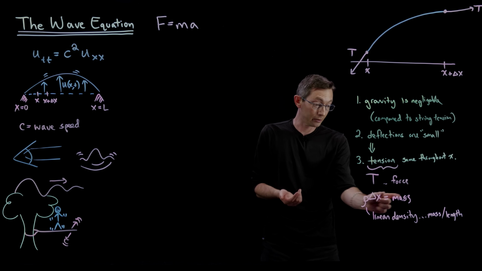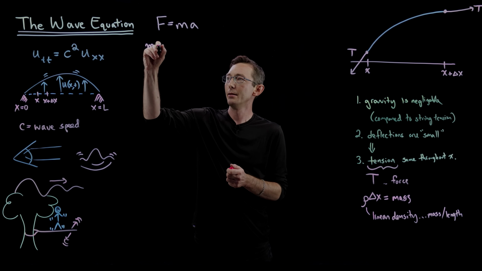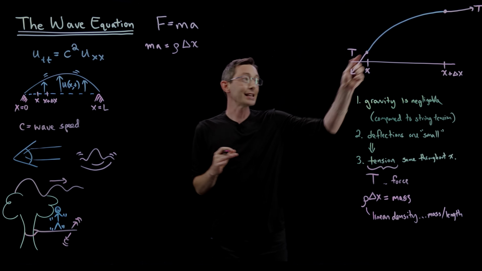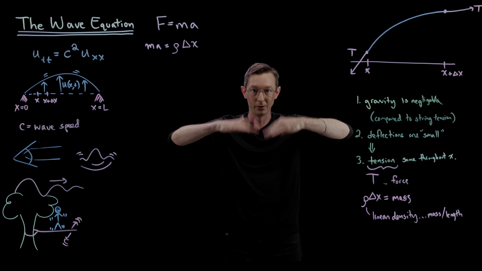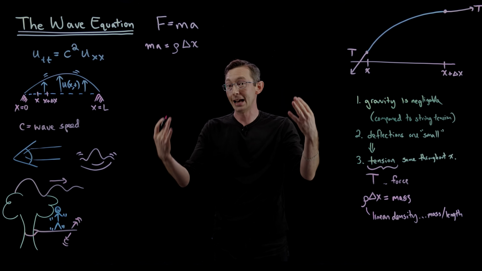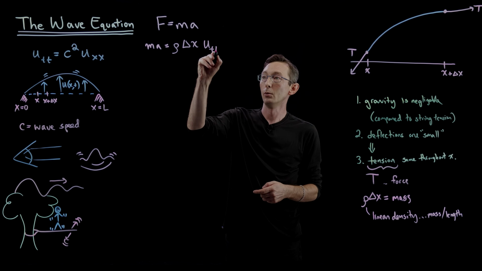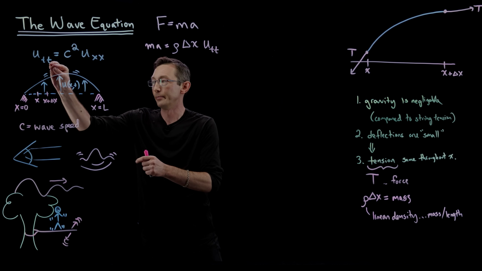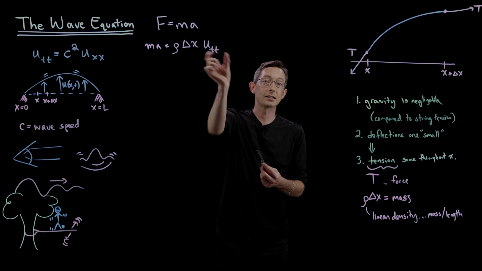So literally mass is rho times delta x. And so mass times acceleration, ma, is just going to equal rho delta x. And in this case, acceleration we're only talking about acceleration in the vertical direction, because that guitar string is oscillating this way, at least the way that I'm oriented. And so the acceleration in time is just utt. This is the second derivative of u with respect to time. The first derivative is velocity, the second derivative is acceleration, in that vertical displacement direction. So mass times acceleration is rho delta x utt.